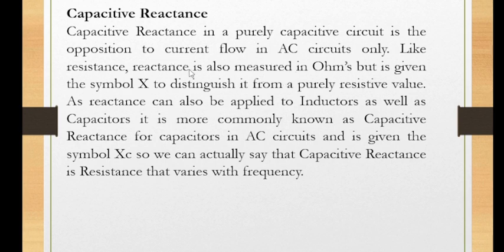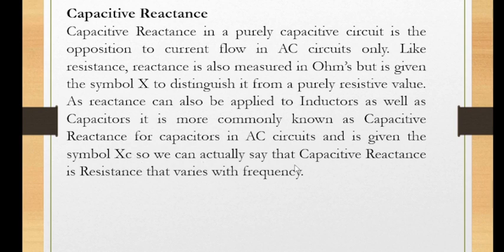Like resistance, reactance is also measured in ohms, but is given the symbol X to distinguish it from a purely resistive value, as reactance can also be applied to inductors as well as capacitors. It is more commonly known as capacitive reactance for a capacitor in AC circuits and is given the symbol XC. So anytime we see X, it is just reactance, and C is telling us that it is the capacitive reactance.